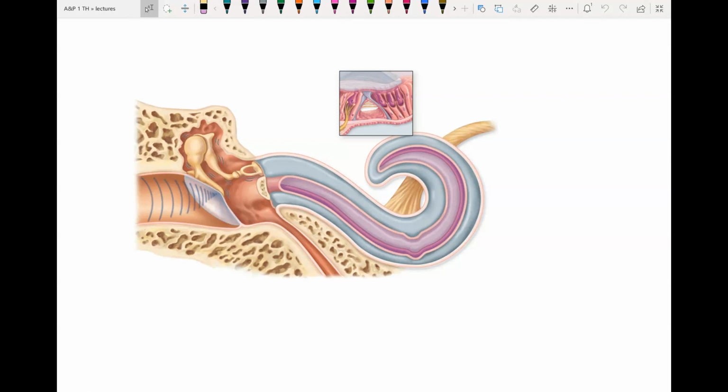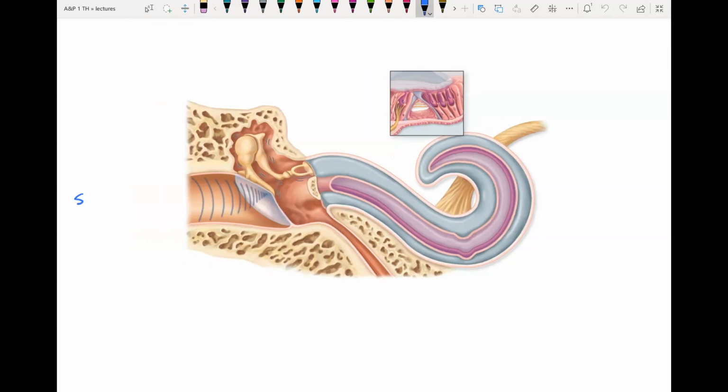Now that you know the parts of the ear, we can take a look at exactly how hearing occurs. So we begin with sound waves. Sound waves are in the air, and they travel through the air, go into your ear canal, and go down your ear canal. When they get to the end of your ear canal, they hit your eardrum. This causes the eardrum to vibrate.